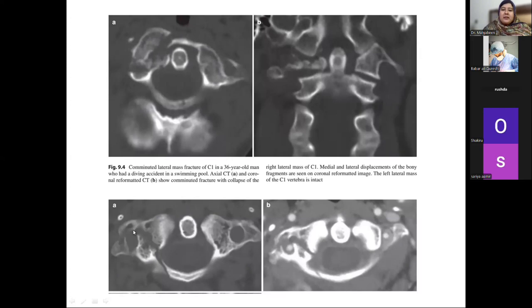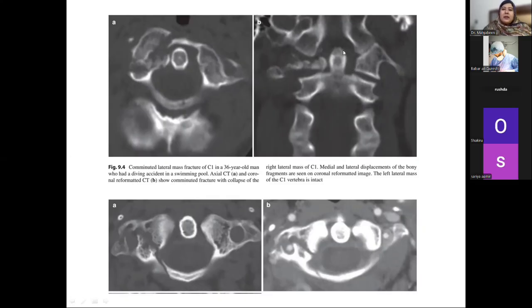Again, see this lateral mass is completely disrupted or burst. So this is a type 4 Jefferson fracture. But the good thing about them is that at this level, the canal is very wide. So even though they can look horrible, the patient mostly doesn't have a neurological deficit, because the canal is very wide and there is not much compression to cause symptoms.